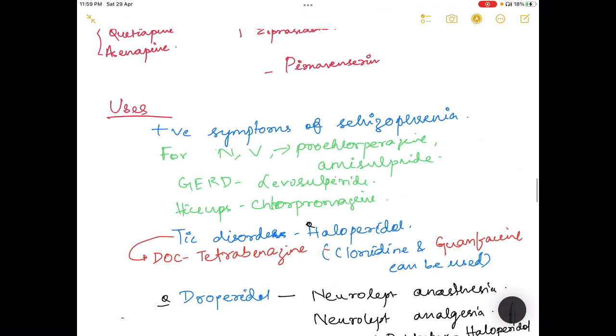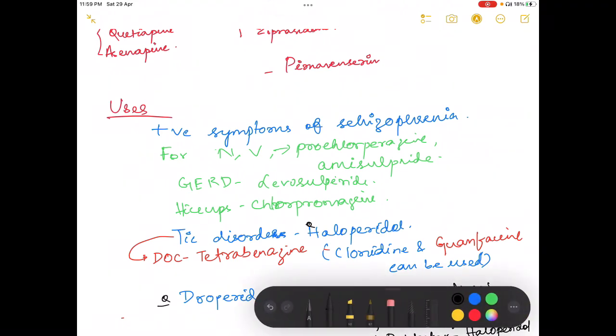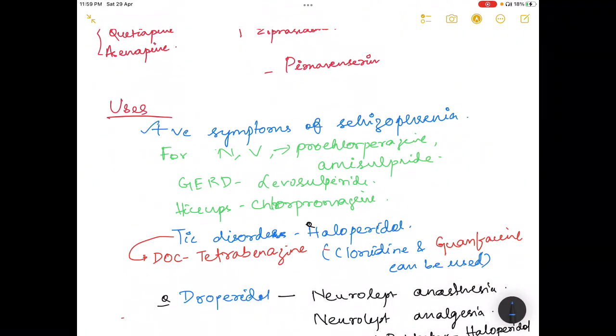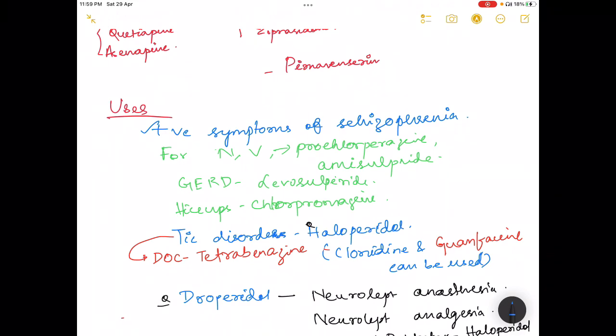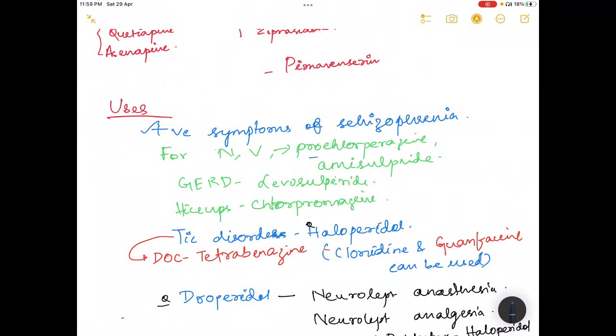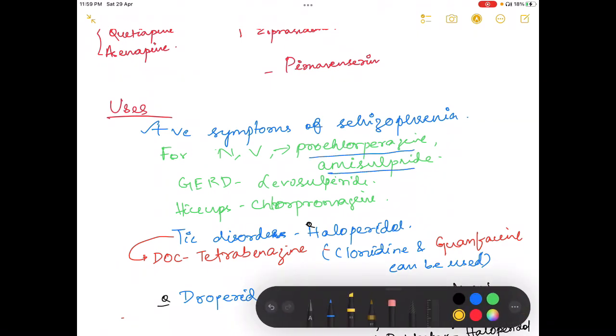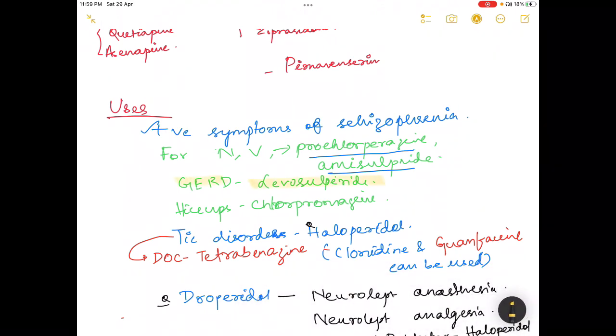Now in this lecture we will discuss what are the uses of the antipsychotic drugs and what are the side effects of particular antipsychotic drugs. So what are the uses? The antipsychotic drugs are used first and foremost for treating the positive symptoms of schizophrenia, and some of these are also used for nausea and vomiting, like prochlorperazine and amisulpride. For GERD, levosulpiride is used.